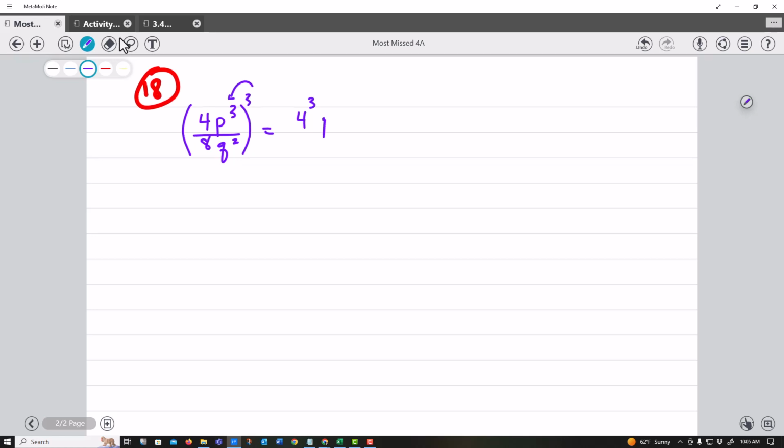So that's going to become p to the 9th power. Then that'll be 8 to the third power. And then 3 times 2, that would be to the 6th power. And then, of course, you could put 4 cubed in your calculator and get 64. And then p to the 9th. And 8 cubed, 8 times 8 times 8, 512. Q to the 6th.